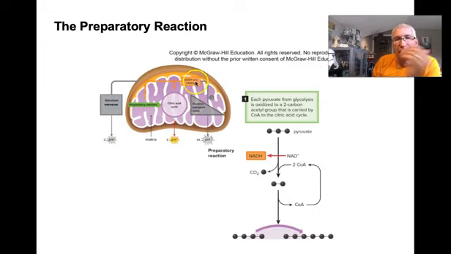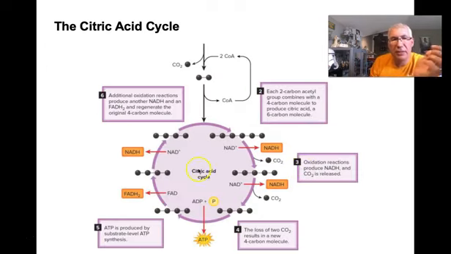NADH and FAD, they're kind of like cars to carry electrons to the electron transport chain, and the electron transport chain is what is used to produce large amounts of ATP. 34 ATP just coming from the electron transport chain, so you have 38 ATP total that are made. I think that's the big picture.